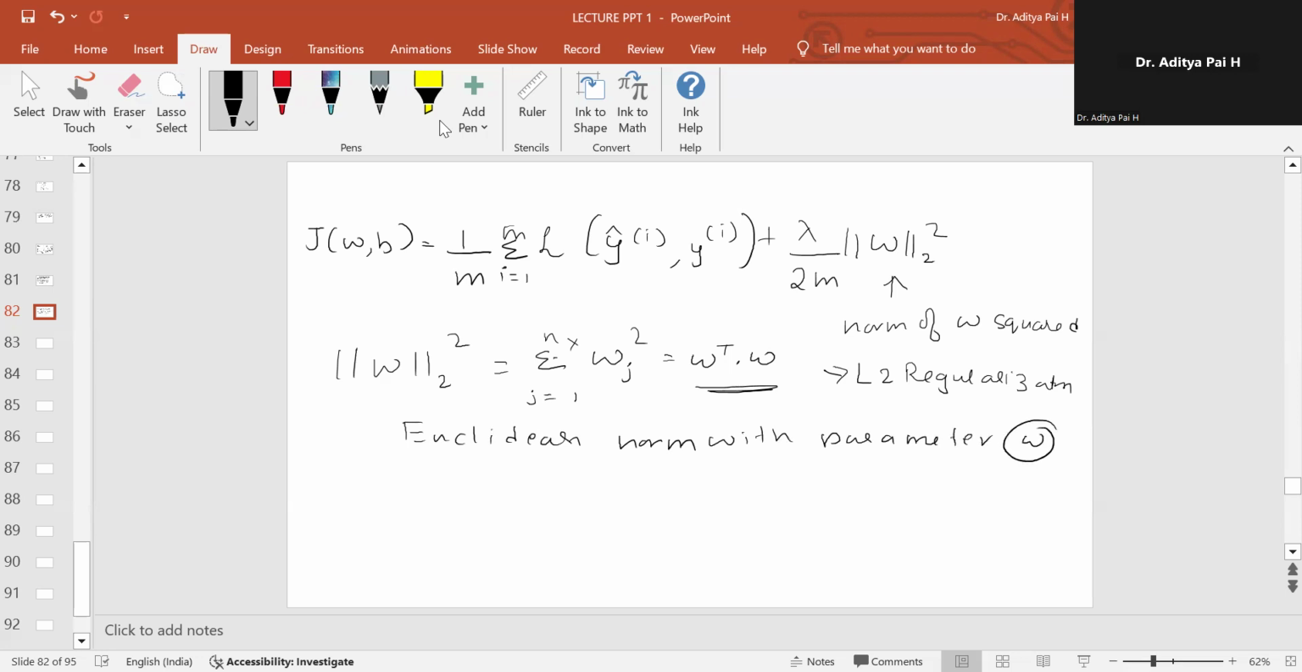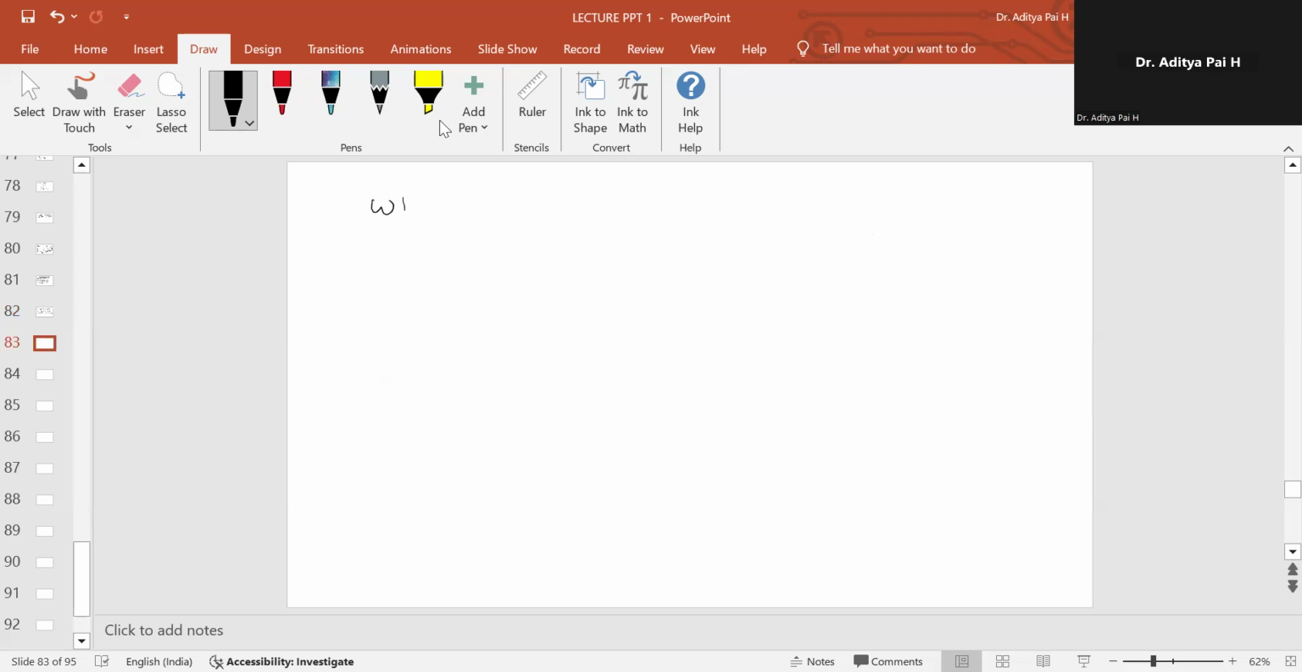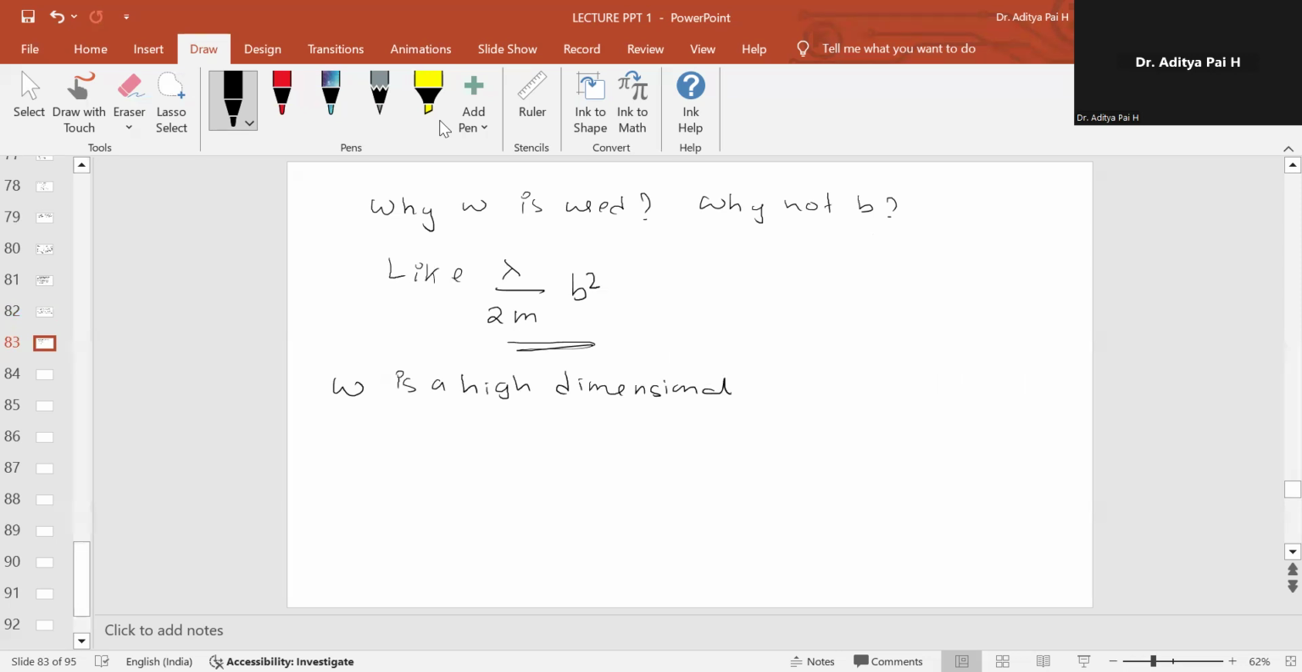Now why w? Why not b? Like w, we can also use it for b, that is lambda by 2m times b squared. We can do this, but it can be omitted because the w which we choose is a high dimensional parameter vector, that is w belongs to R to the power of nx, whereas b is just a single real number. So it is one parameter out of a very large number of parameters. L2 regularization is commonly applied only for w.